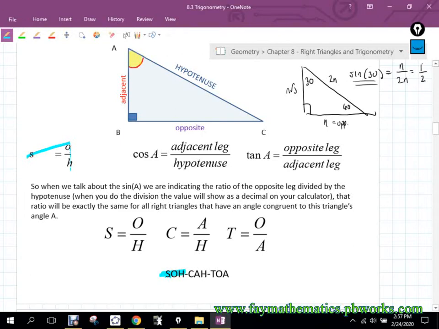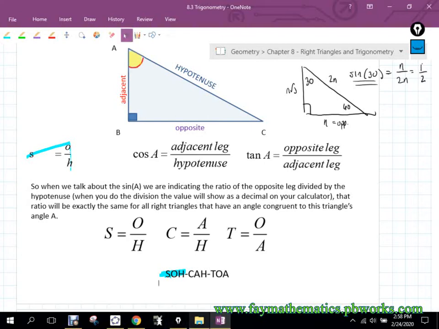And then CAH: cosine is adjacent divided by hypotenuse. TOA: tangent is opposite over adjacent. Does that kind of make sense? So the first letter tells you the trig ratio, S, C, or T, and then the next two letters tell you the ratio that goes with those. Okay.